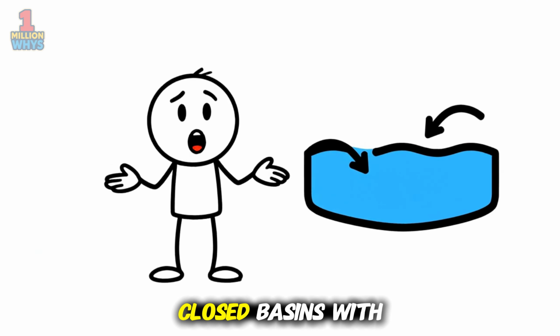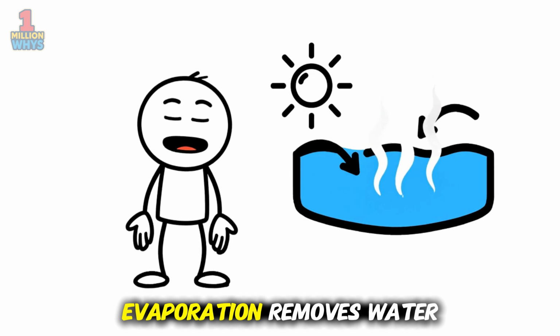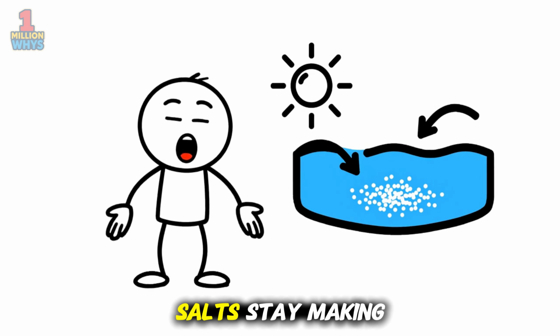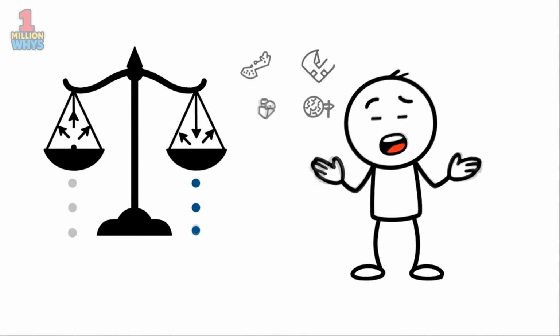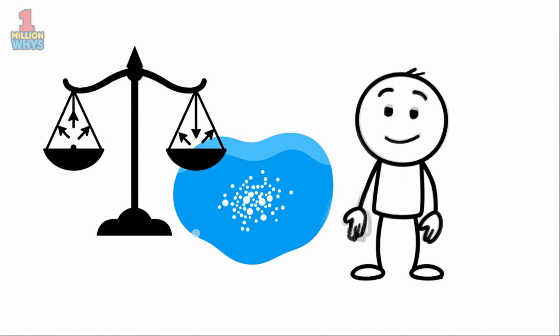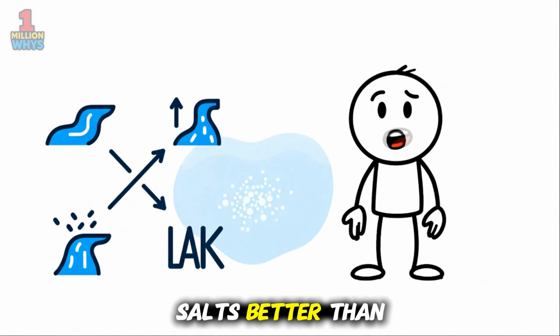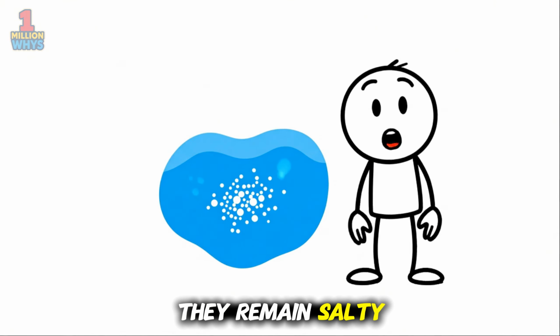Some lakes are closed basins with no outlet. Evaporation removes water. Salts stay, making them very salty. Over long times, inputs and removals balance. But because oceans keep salts better than rivers and lakes, they remain salty.